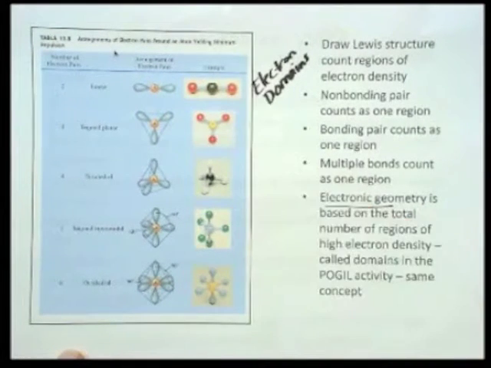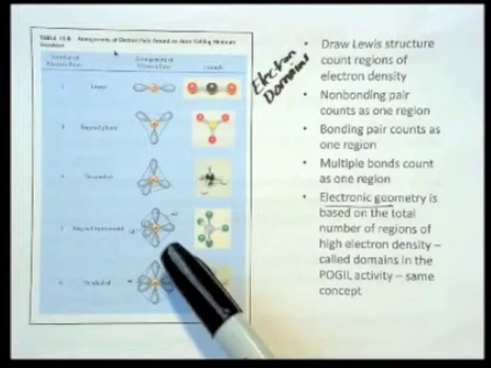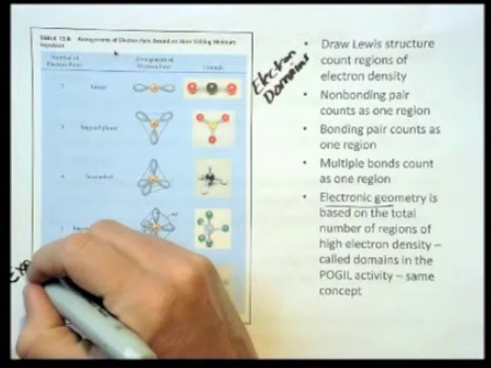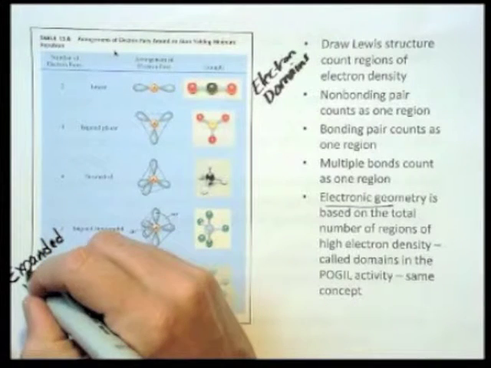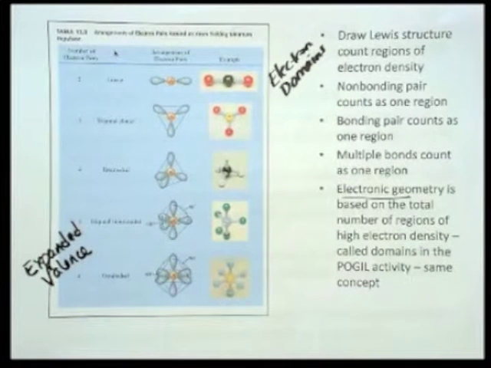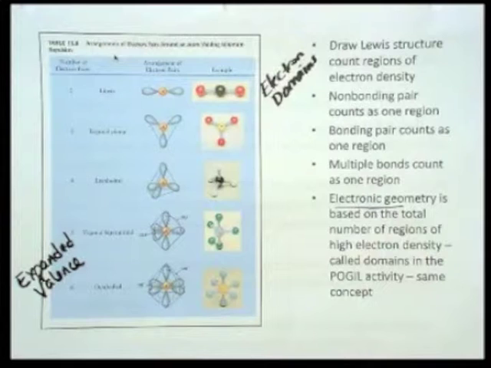In this class, I'm only going to hold you to these 3 basic types, but you should be aware there are other basic types. These 2 types of electronic geometry exist if you have 5 regions of high electron density or 6. And that would only occur if your particular central atom was large enough to have an expanded valence. Okay, remember when we were talking about Lewis structures? There are some exceptions to the octet rule where you have expanded valence on an atom, and in that case you can have an interesting electronic geometry as well. All right, I'm going through this very quickly because you should have covered all of this in your POGIL activity.